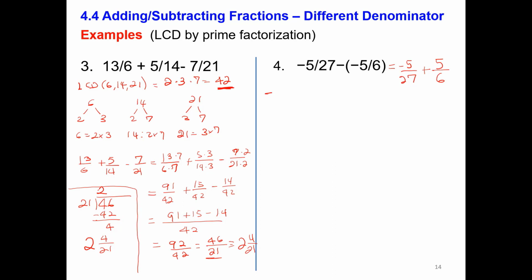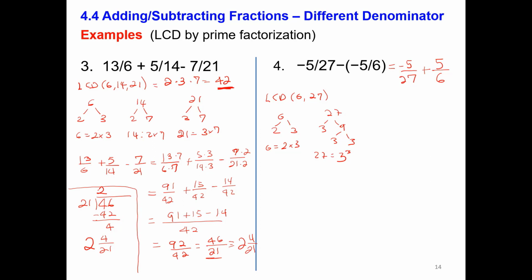And we need to find the LCD of 6 and 27. Let's write the factors for 6. Then 6 equals 2 times 3. For 27, we have 9 here, 3, 3. And we can write 27 as 3 to the third power.